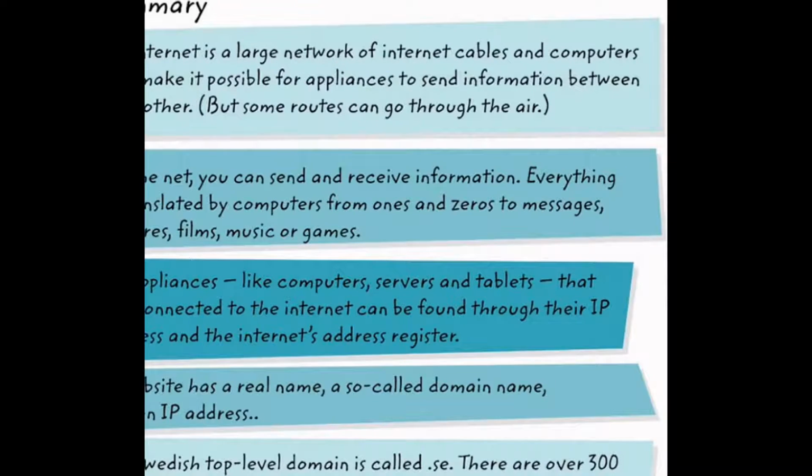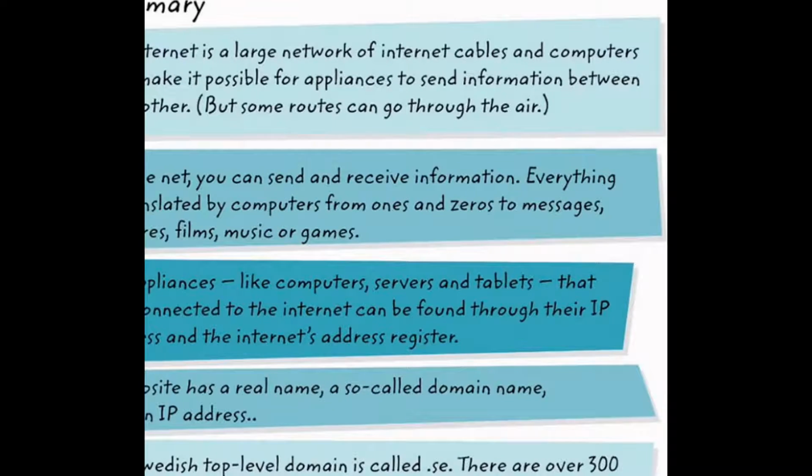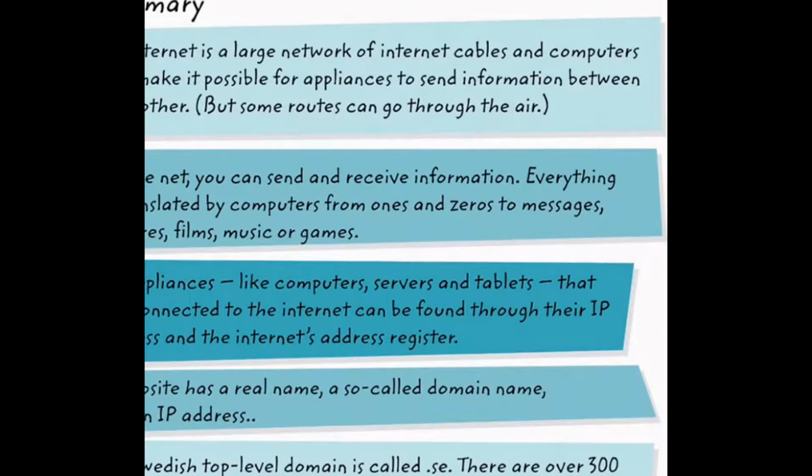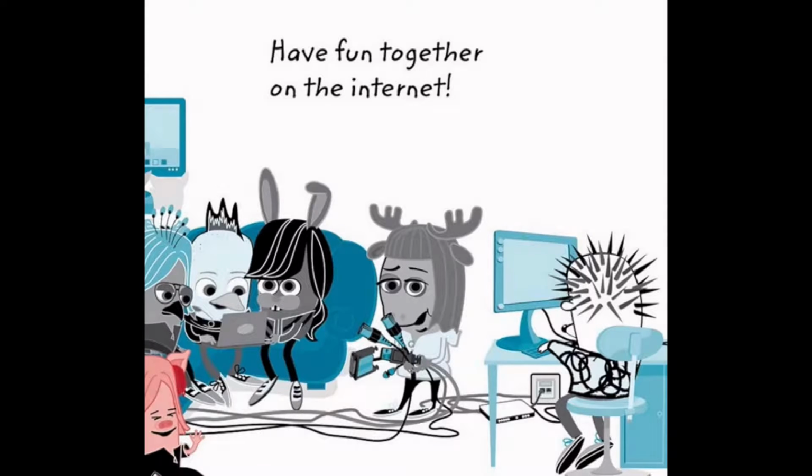All appliances, like computers, servers, and tablets, that are connected to the internet can be found through their IP addresses and the internet's address register. A website has a real name, a so-called domain name, and an IP address. The Swedish top-level domain is called .se. There are over 300 top-level domains in the world that are tied to a country. There you go. Now you know a little more about the global computer network called the Internet, which is used by 2.7 billion people. Have fun on the Internet.